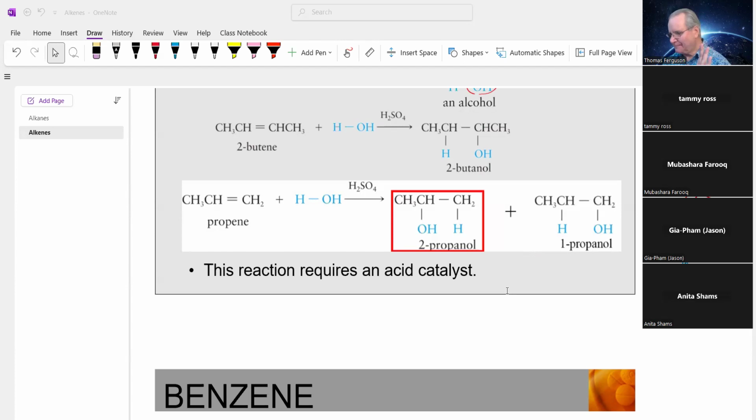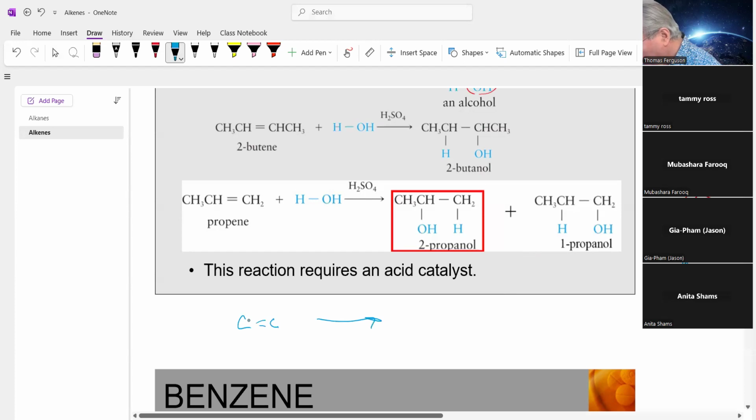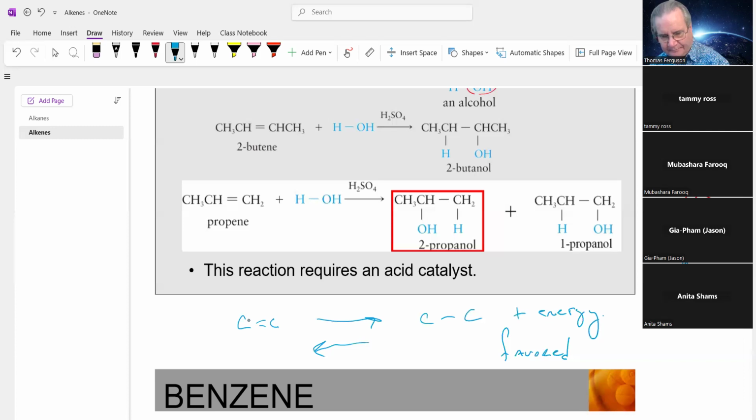Okay, so whenever we eliminate the double bond to a single bond, that's favored. And you'll give off energy. And we can go the opposite way, but we have to add energy to go the opposite way. So when we get into the next chapter, we're going to see that and the energy is going to be in terms of heat. So this energy is in the form of heat. Okay.